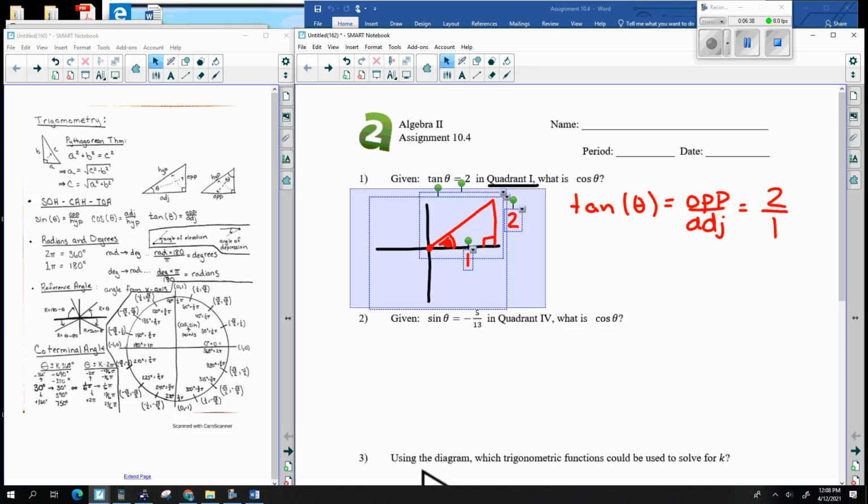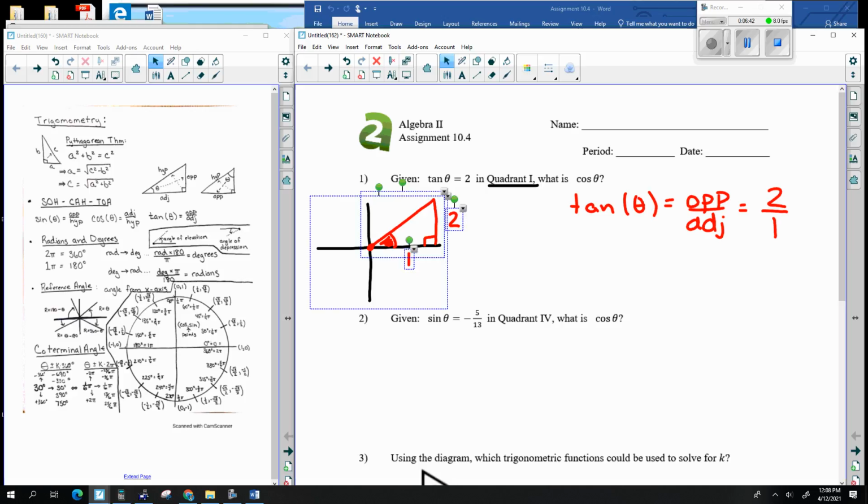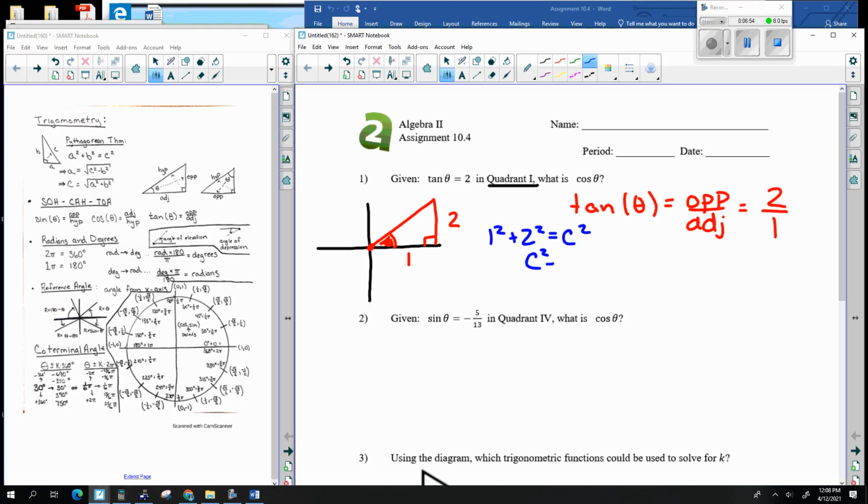What I do from this point is I Pythagorean theorem the missing side. So a squared plus b squared is equal to c squared. So this missing side is the square root of 5.